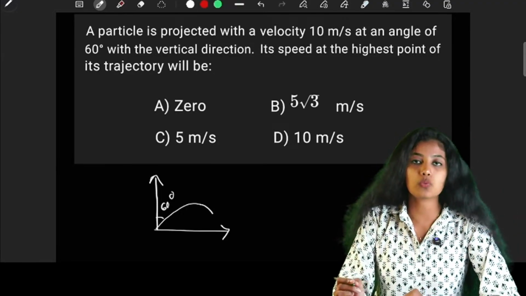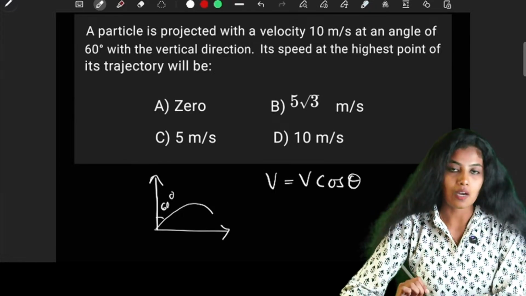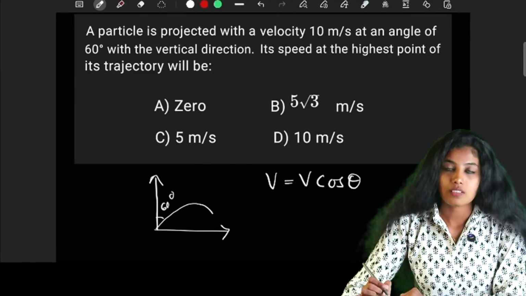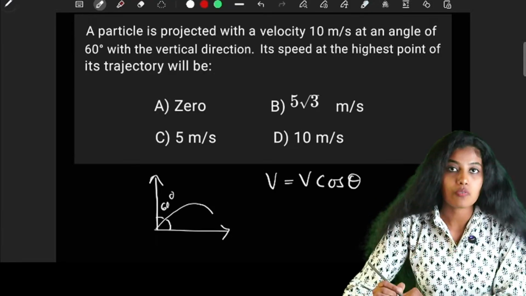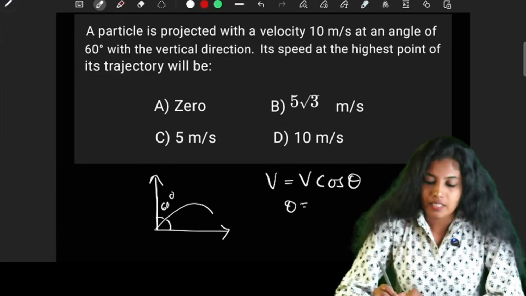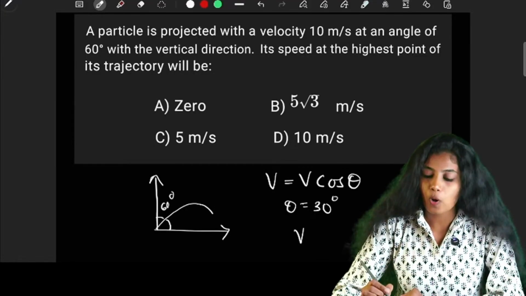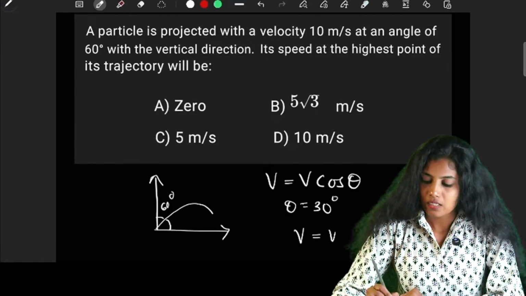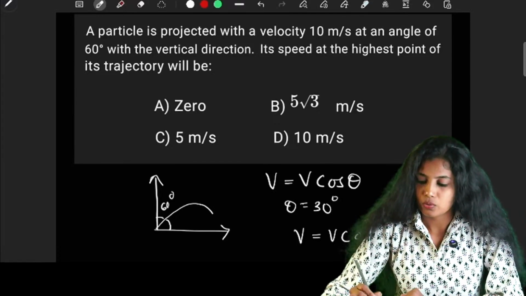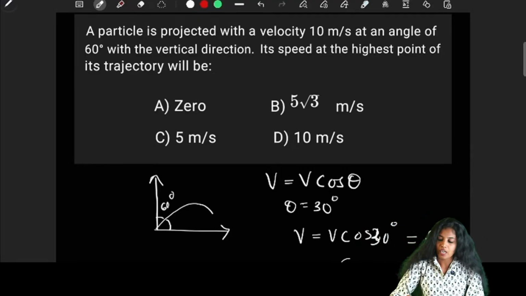60 degree. At the highest point, we know the velocity is given by v equal to v cos theta. This theta is not to be confused with 60 degree. It is not at all 60 degree. It is 30 degree, because we measure theta with the horizontal direction. So theta is 30 degree. The velocity at the highest point of the projectile motion is v cos theta, that is v cos 30 degree, and we know that cos 30 is equal to root 3 by 2. The magnitude of velocity is 10. Therefore, the answer will be 5 root 3.